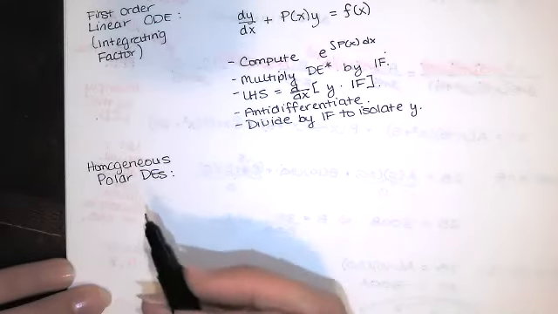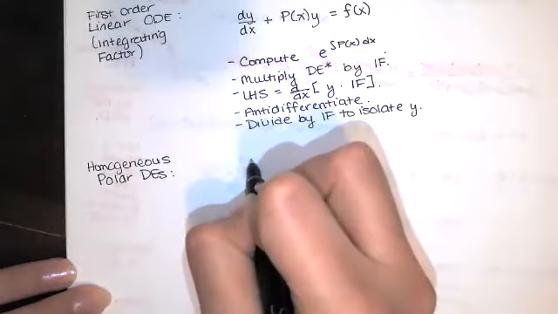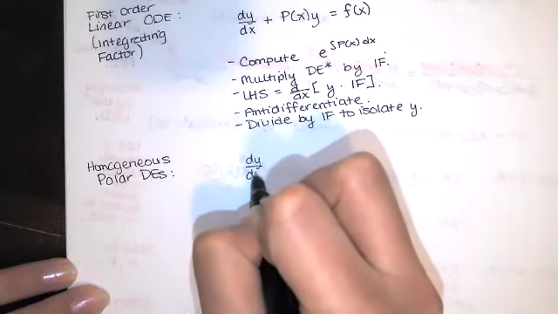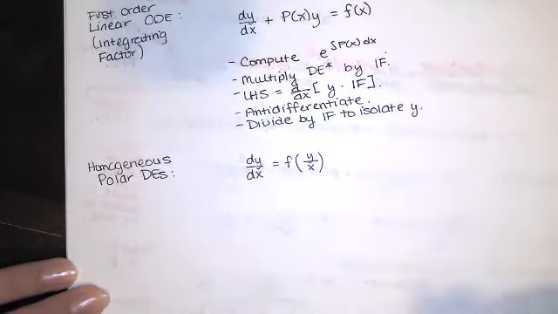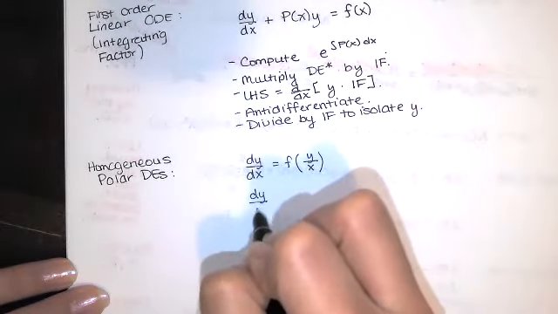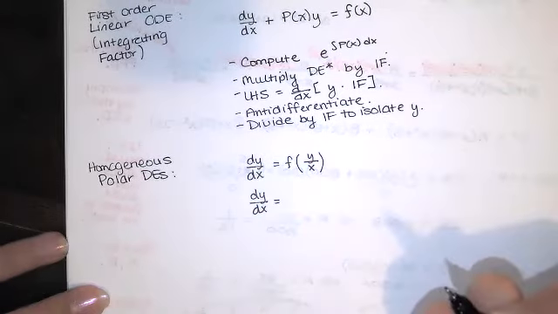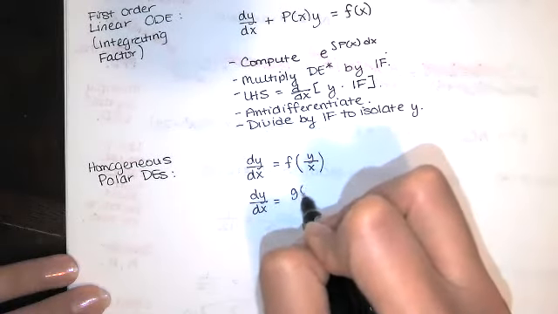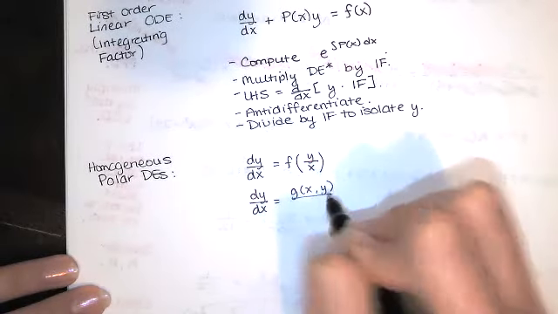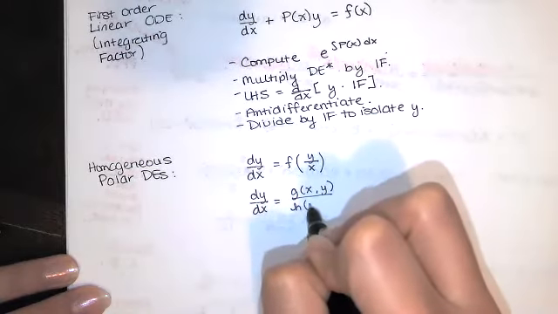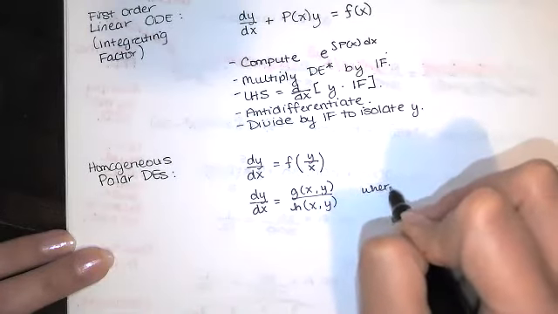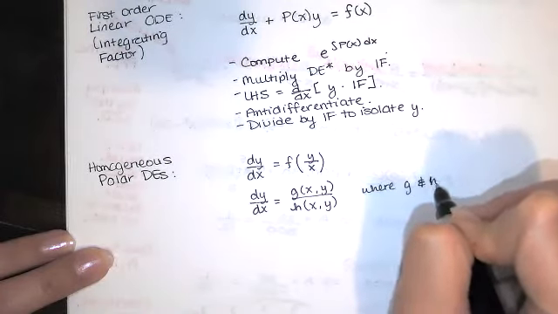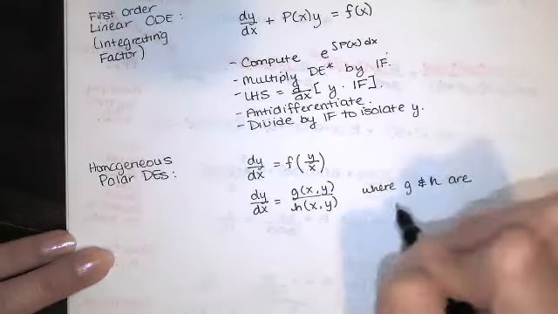We said a differential equation is homogeneous polar if it can be written this way. If you can write dy/dx as a function of y over x, then it's homogeneous polar. Or, there's another way to recognize it. If you can write dy/dx as a quotient of two functions, g of x and y over h of x and y, where g and h are homogeneous functions of the same degree.